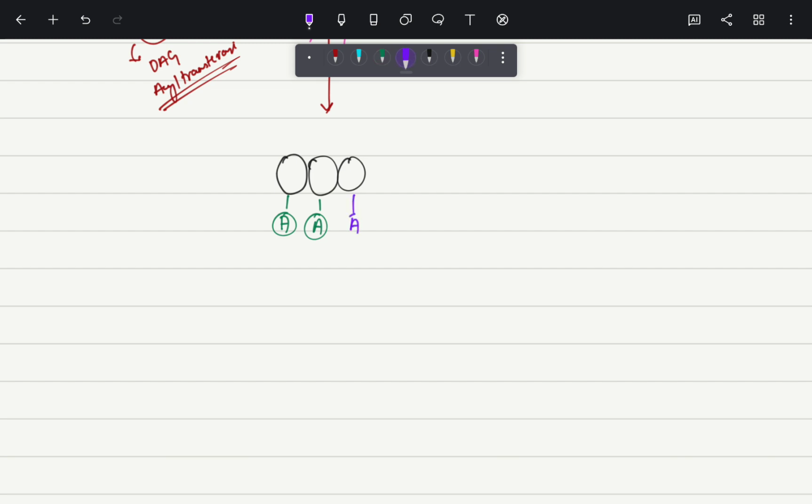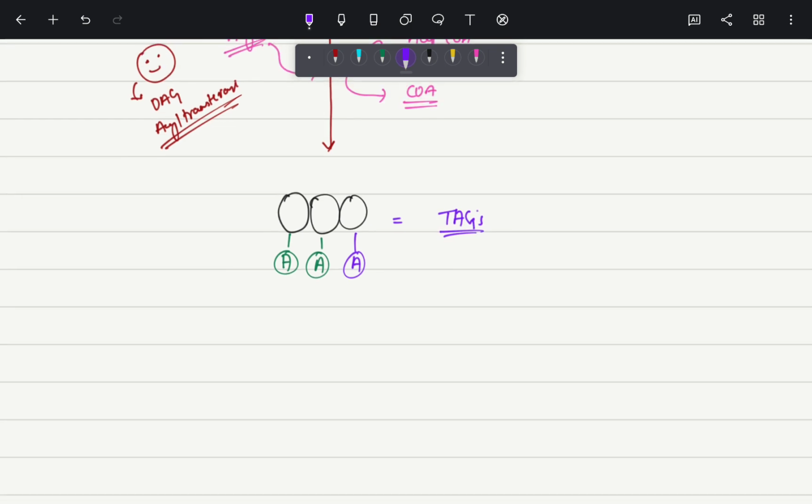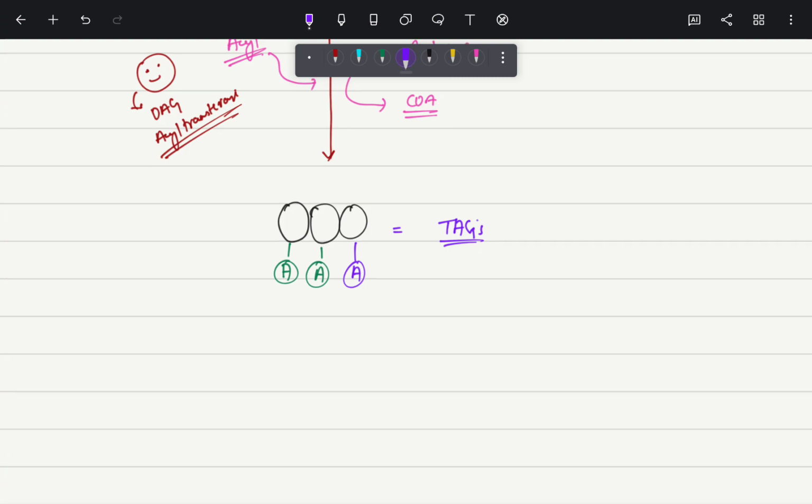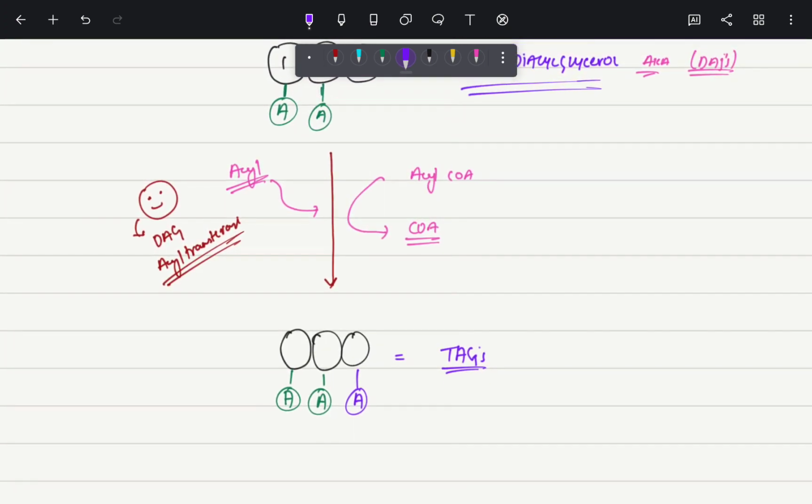Okay, so finally we have three acyl groups transferred to the glycerol, and the newly formed compound is triacylglycerol. And the most important thing here is that this diacylglycerol acyl transferase is considered the rate limiting step.